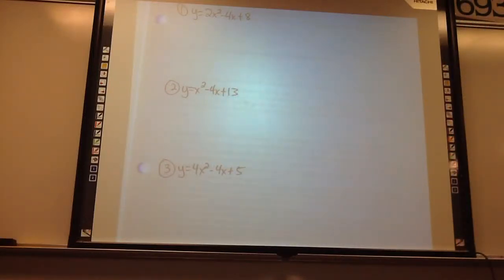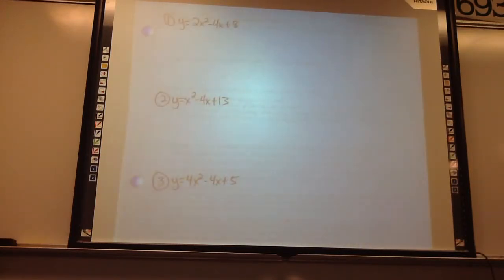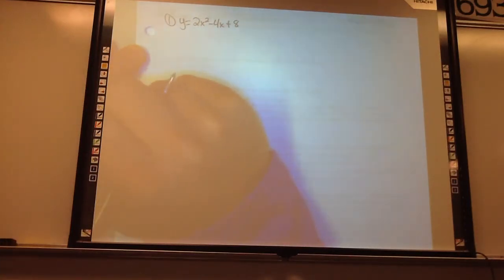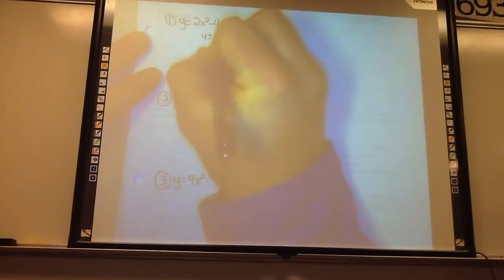So you should have this out so you can check your answers, assuming you tried it. Right, I told you they were all not factorable. You had to use the quadratic formula. So negative b plus or minus the square root of b squared.